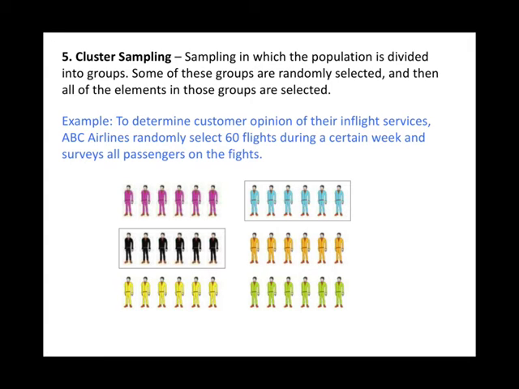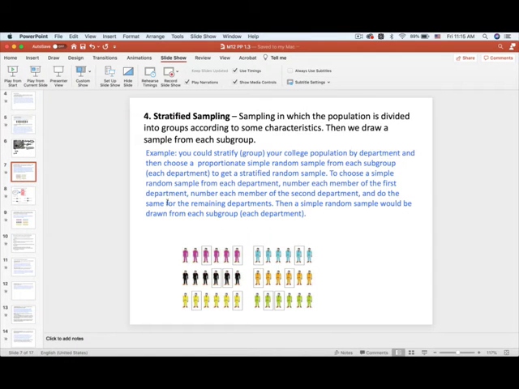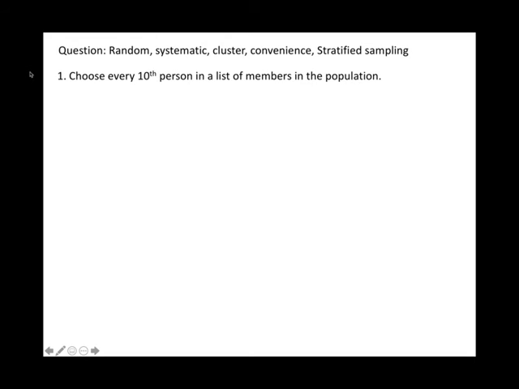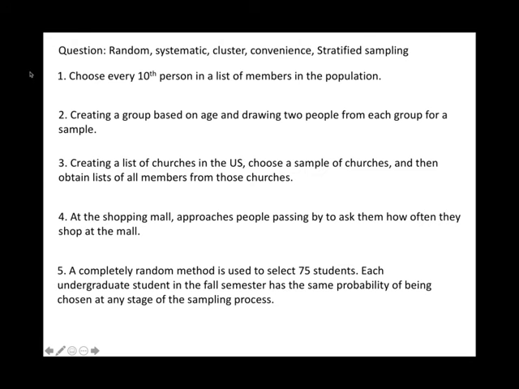Okay, don't mix it up with stratified. For stratified sampling, after you divide into subgroups, you pick some number of people in each subgroup. And for cluster sampling, after you divide into subgroups, you choose all the members in that subgroup. This is called cluster sampling. Okay, I want you guys to try to do it by yourself. Write down which sampling method.